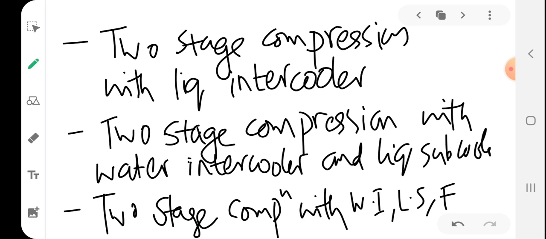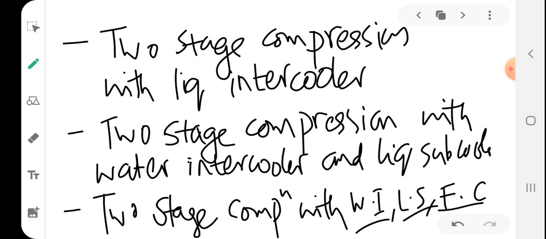So we have written it as liquid flash chamber. So in the flash chamber, what was happening? Flash gas was removed, so that the refrigerant coming into the evaporator will be completely in saturated liquid form. So FC means flash chamber, okay? LS is liquid subcooler, WA is water intercooler. So these three types of multiple stages of compression system we have already studied.